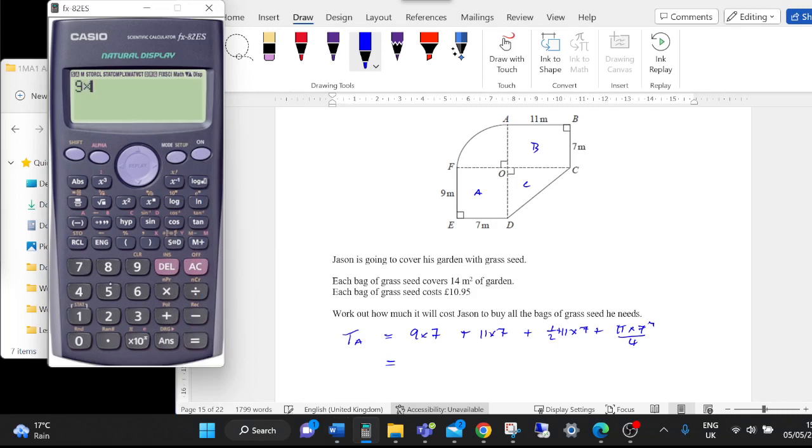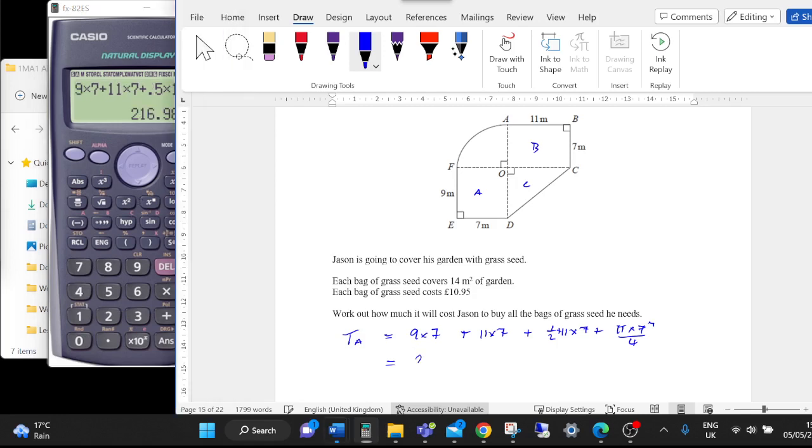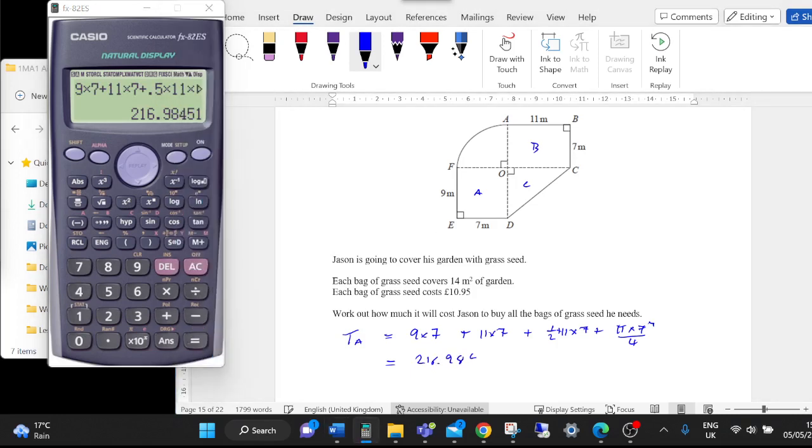So that's going to give me 9 times 7 plus 11 times 7 plus 0.5 times 11 times 7 plus 0.25, or a quarter, times shift pi times 7 squared. So the total area of the field should be 216.98451.